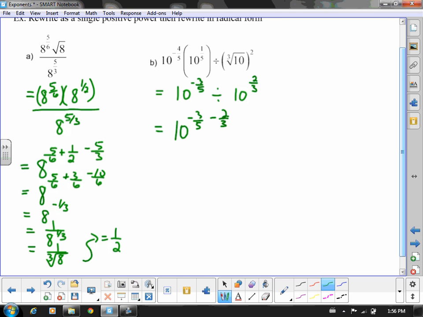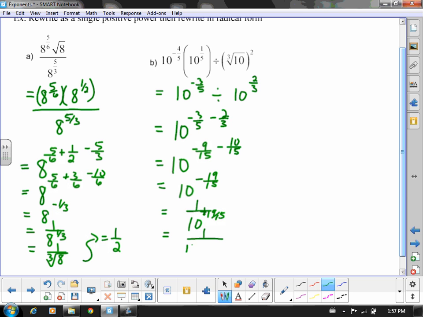I'm subtracting those exponents. So again, common denominator, which will be 15 in this case. So I need to multiply that negative 3 over 5 by 3. So I get negative 9 over 15 minus 10 over 15. So this is going to equal 10 to the negative 19 over 15, which equals 1 over 10 to the negative 19 over 15. This is a positive now since we flipped it.